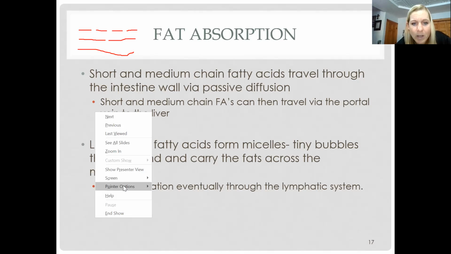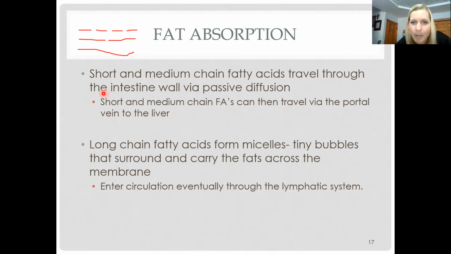So those we will pass through the intestine wall via passive diffusion, and they can enter into that portal system, the hepatic portal system that we talked about with carbohydrates, and then those will be transferred into the liver. The long chain fatty acids, however, can become an issue for us, and here's why.